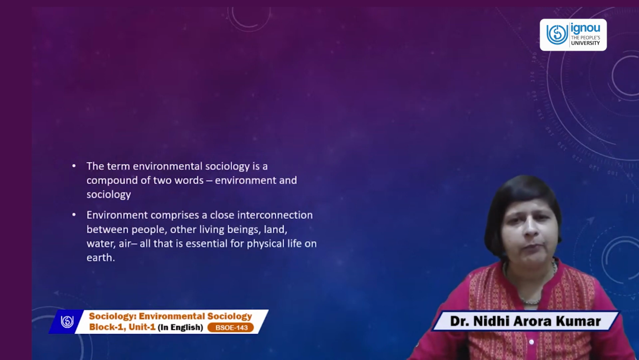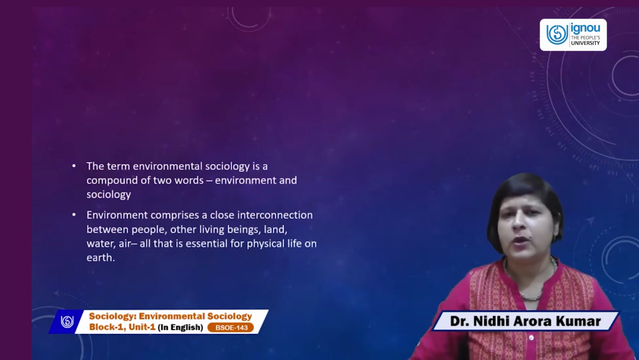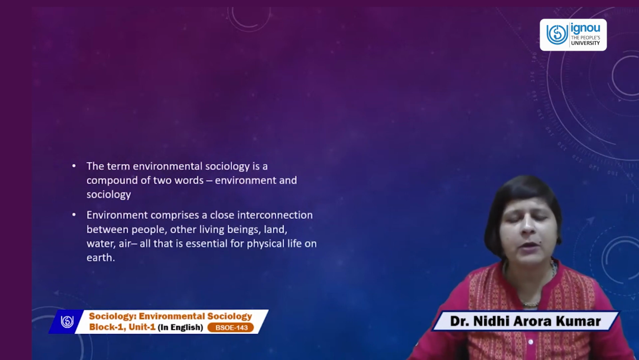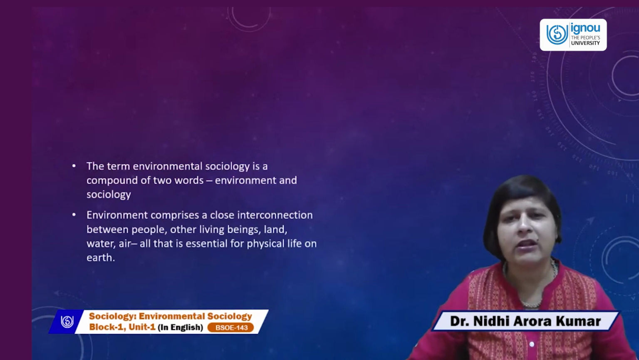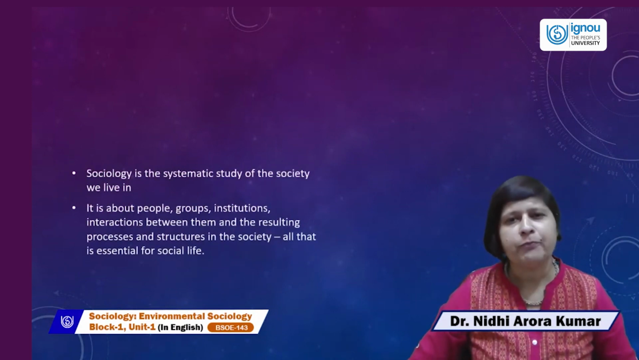What is environment? Environment comprises a close interconnection between people, other living beings, land, water, air, all that is essential for physical life on earth. So environment is an interconnection between human beings, other living beings, whether animals or birds, land, air, water, and all other essential things required for physical life on the earth. That is environment. And what is sociology?